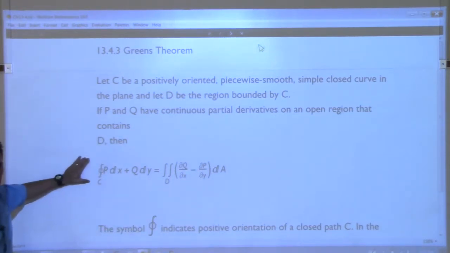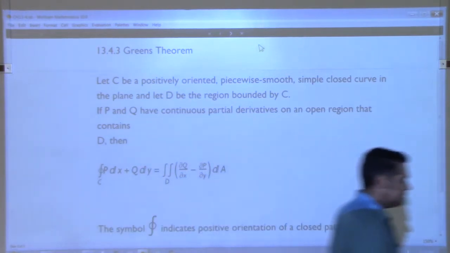Now, I'm not going to prove this theorem, all right? We're just going to use it. But this is a pretty awesome theorem.